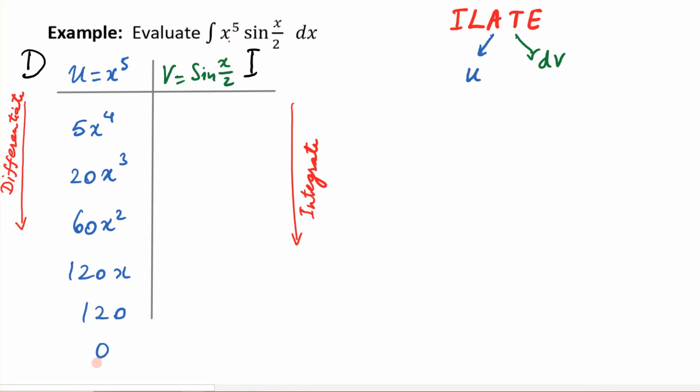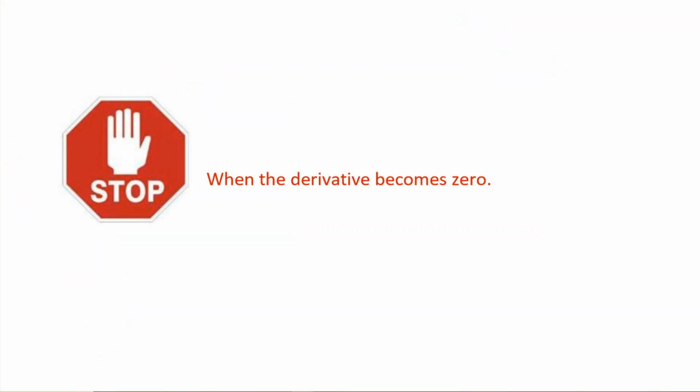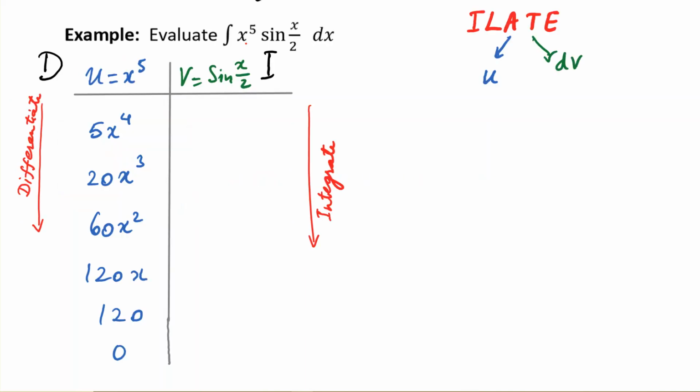So it means we get 0 as the derivative. This is where we need to stop. Thus our first stopping rule is when the derivative becomes 0. Similarly, in the other column, we're going to integrate our dv again and again, in this case sine of x over 2.